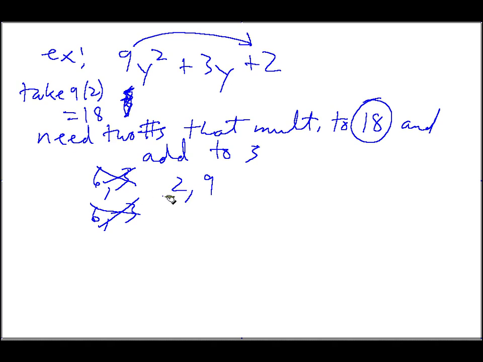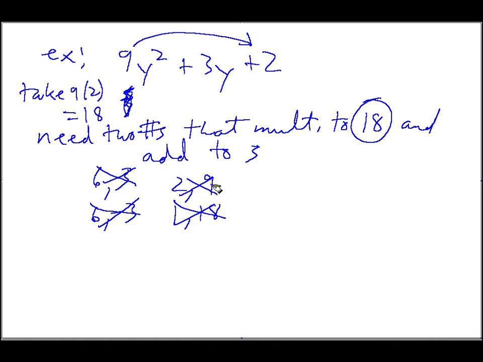Again, think of the combination. Don't worry about the signs. We can always play with the signs, but look at the combinations first, right? 2 and 9. Any way to get 3 out of that? No. No good. All right? 1 and 18. Any way to get 3 out of that? No. Okay, so again, think about the combinations first.